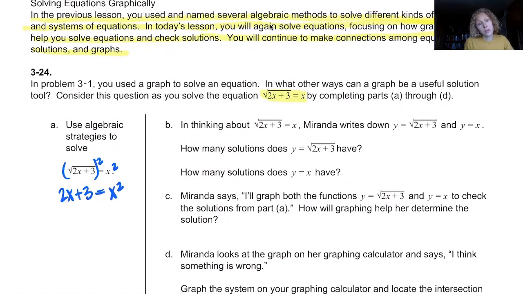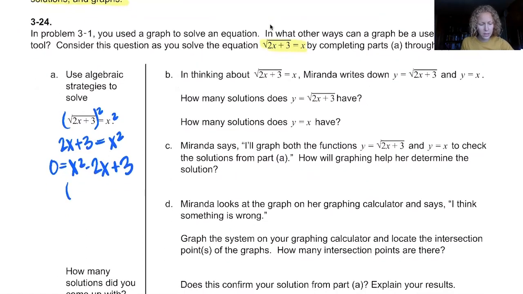It's got a square, so ideally we want to get everything on one side equal to 0 to try to solve. Maybe we can factor this quadratic. Since my square is on the right and positive, I'm going to move everything to the right. So that would make this 0 equals x squared minus 2x minus 3. This one factors nicely. It is x minus 3 times x plus 1.